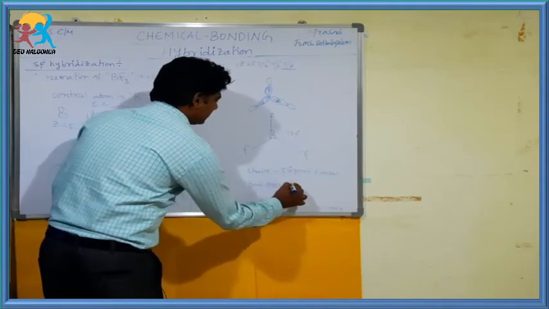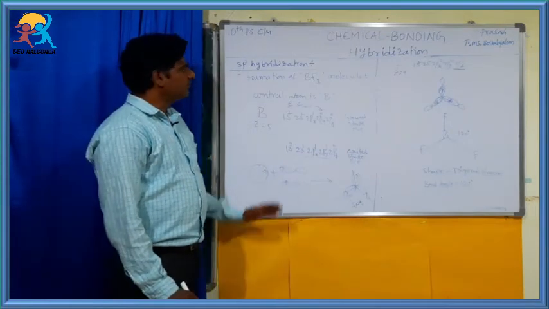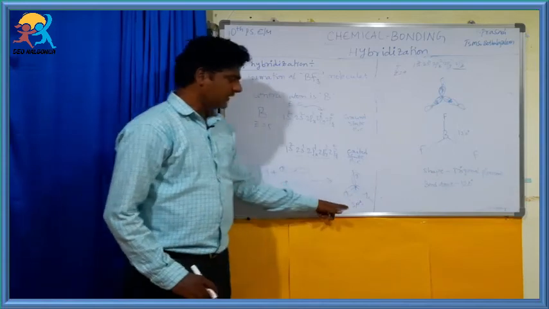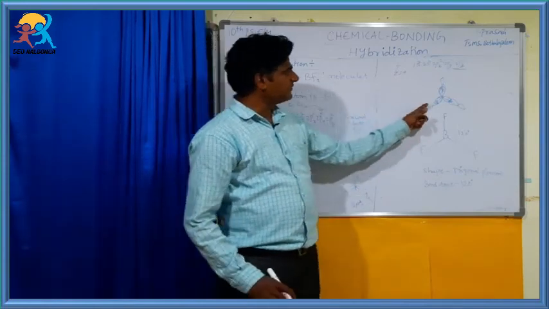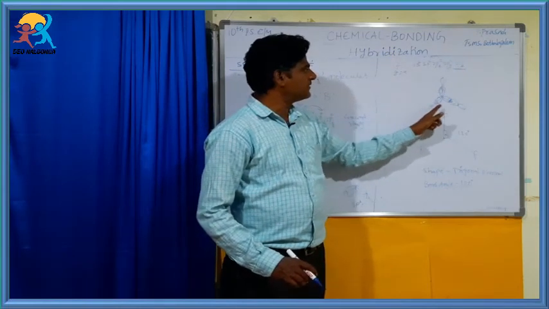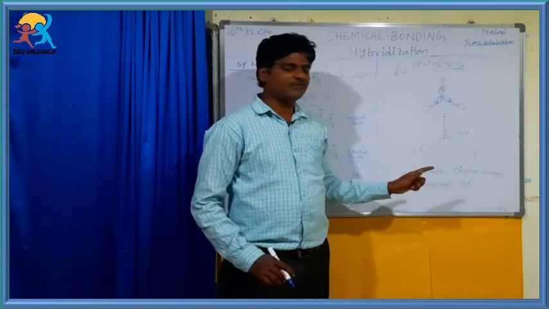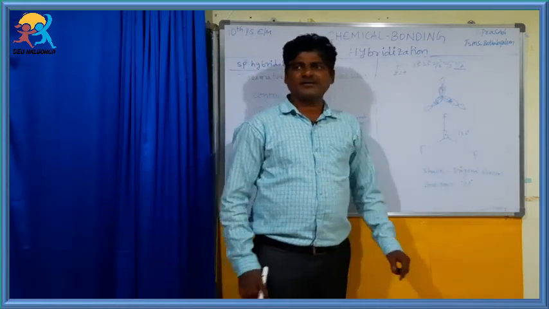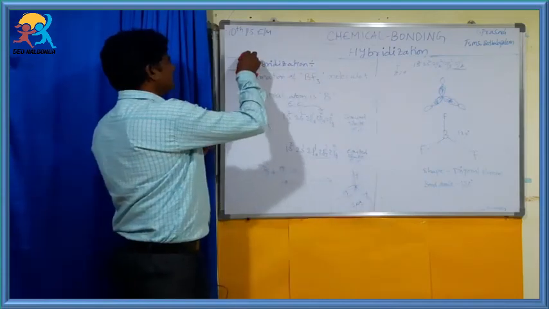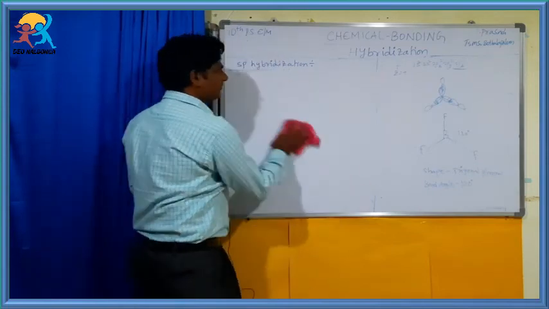Next, what is the bond angle here? Bond angle is 120 degrees. In boron trifluoride, boron atom undergoes sp2 hybridization. These 3 sp2 hybrid orbitals overlap with 3 2pz orbitals of fluorine atom. 3 2pz orbitals of fluorine atom in which manner? Trigonal planar manner.